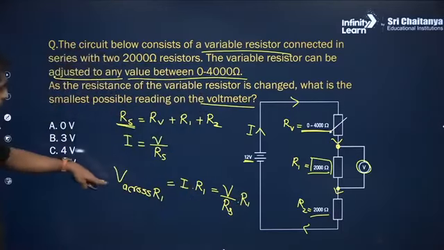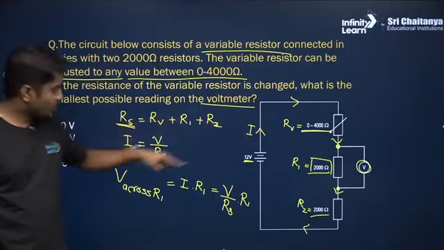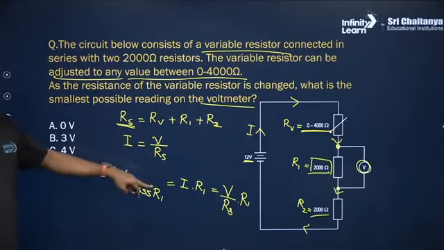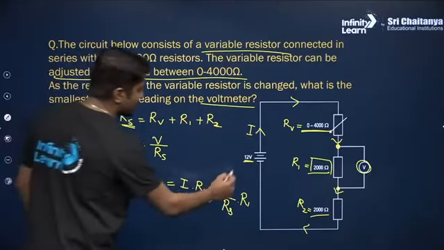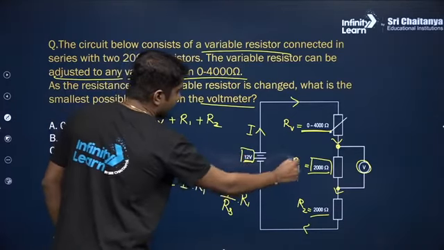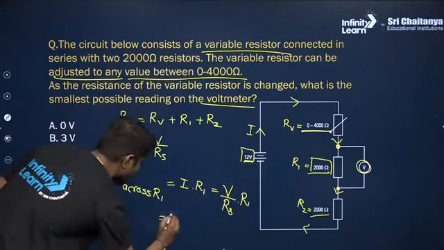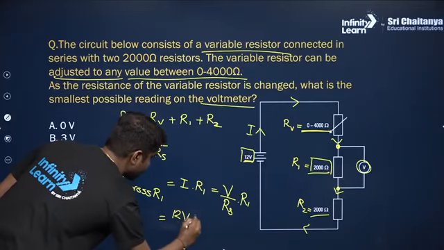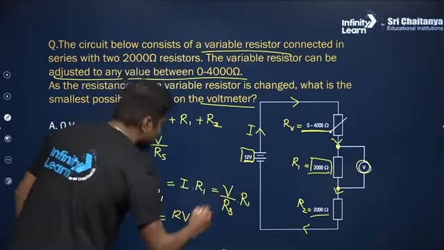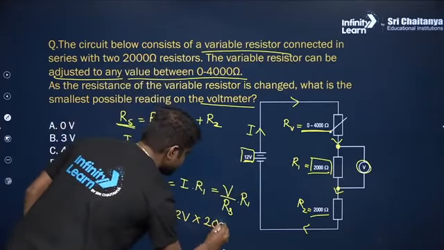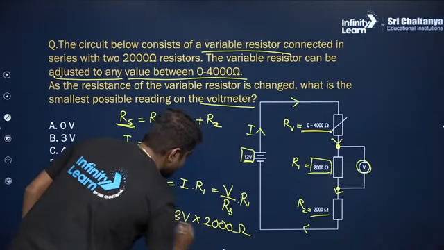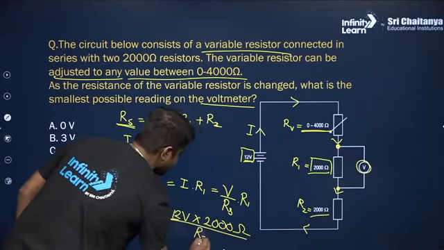Okay. So there is a potential difference measured by the voltmeter. So we want the minimum value. Here in this equation, the voltage is 12 volt, R1 is 2000 ohm. So let's substitute that. It is 12 volt multiplied by R1, which is 2000 ohms, divided by Rs.